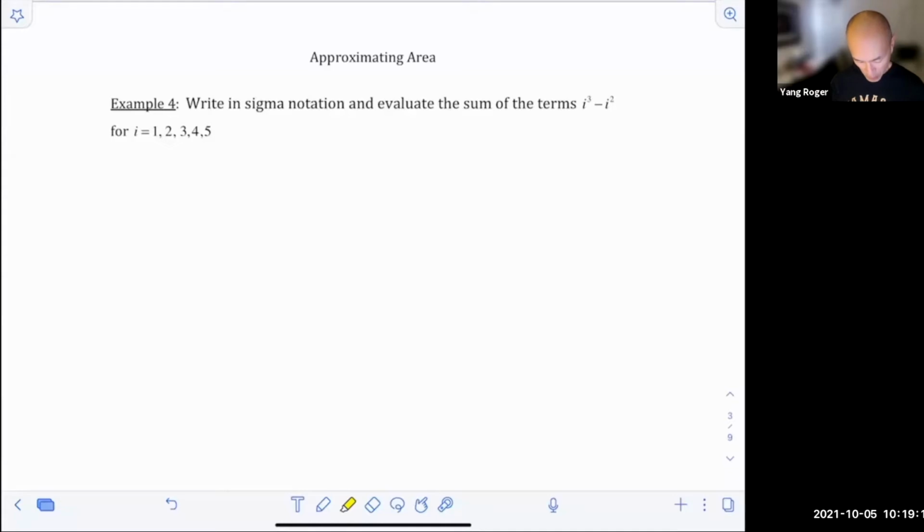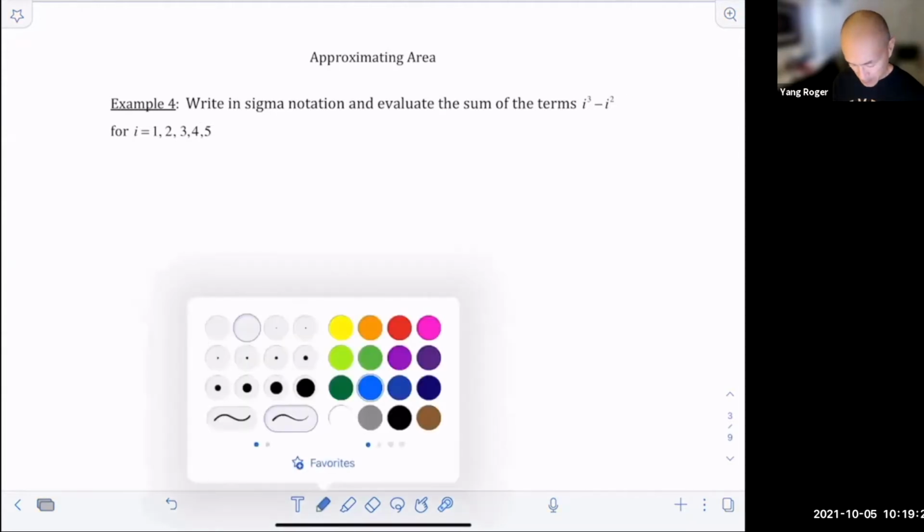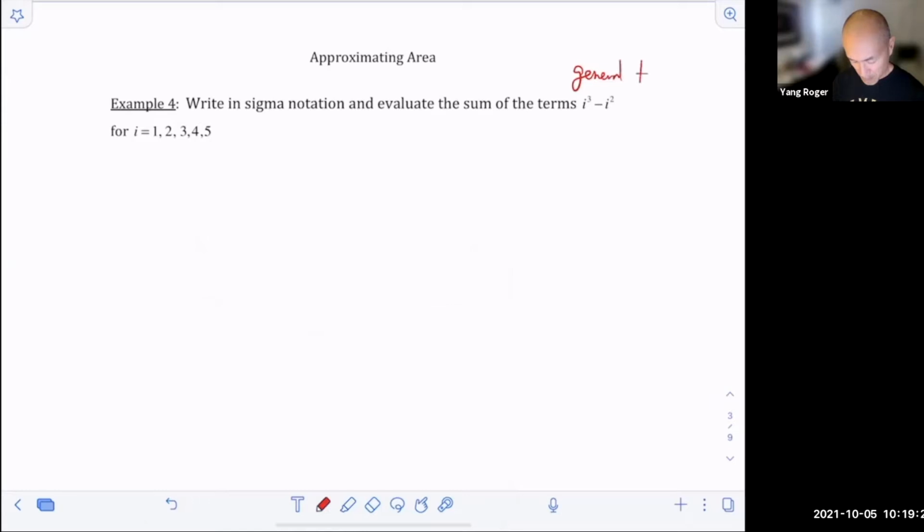So example 4 says, write in sigma notation and evaluate the sum. If the general term looks like this, this is what I call the general term. And in this case, you see that we're ending at 5. So this means that n is equal to 5. Okay. So let's do this guy.